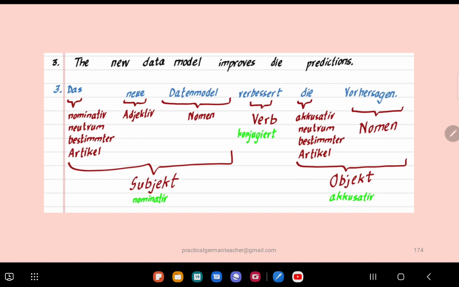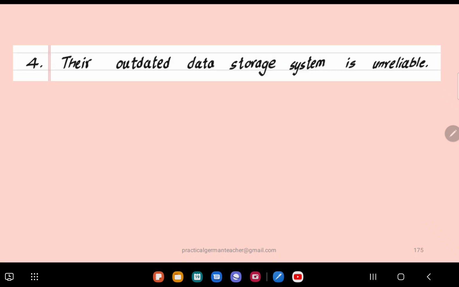Okay, so das neue Datenmodell verbessert die Vorhersagen. Again, it still remains "e" because nominative, neutrum, bestimmte article. This one has been conjugated, verbessert. And just check: Vorhersagen is plural, and I'm using an English word in German word in English. It's not neutrum, it's plural. So plural bestimmte article die remains die in accusative case.